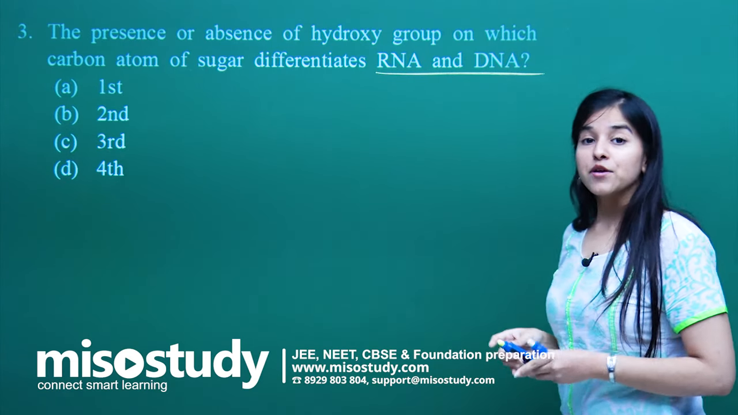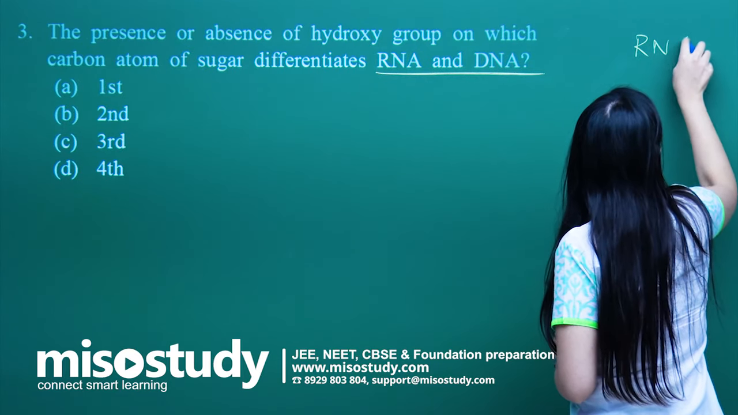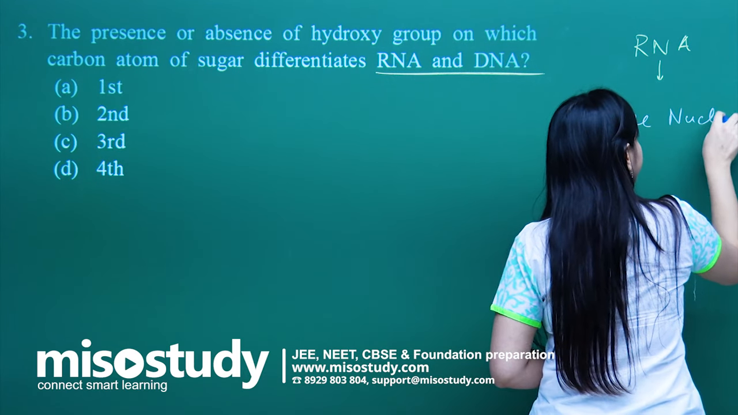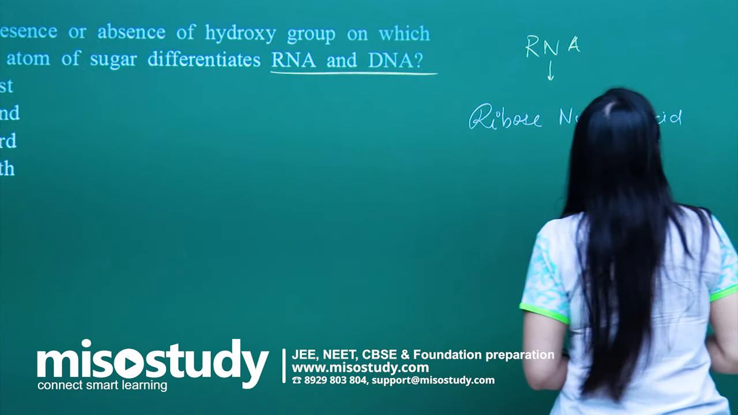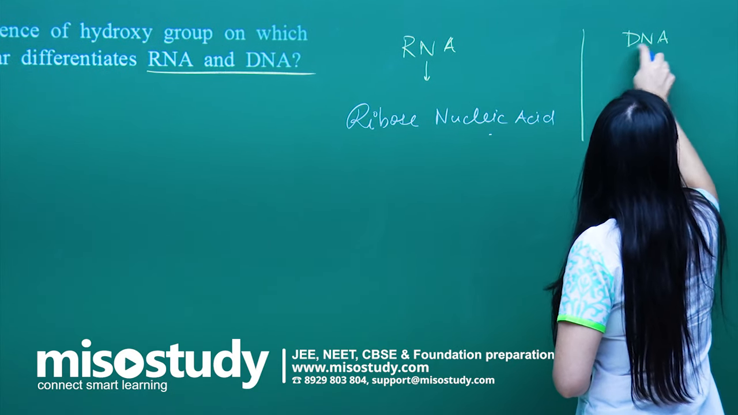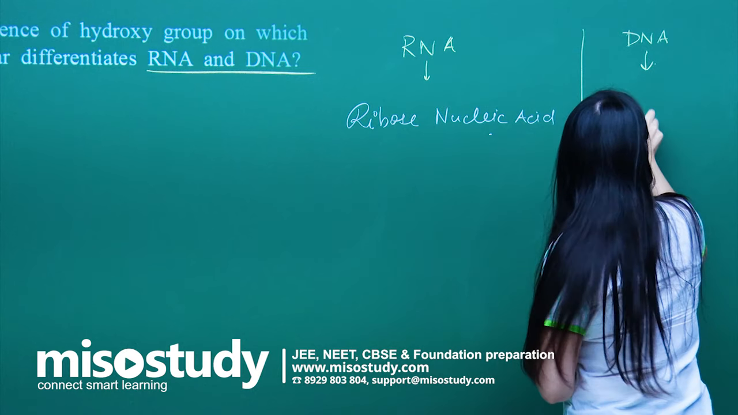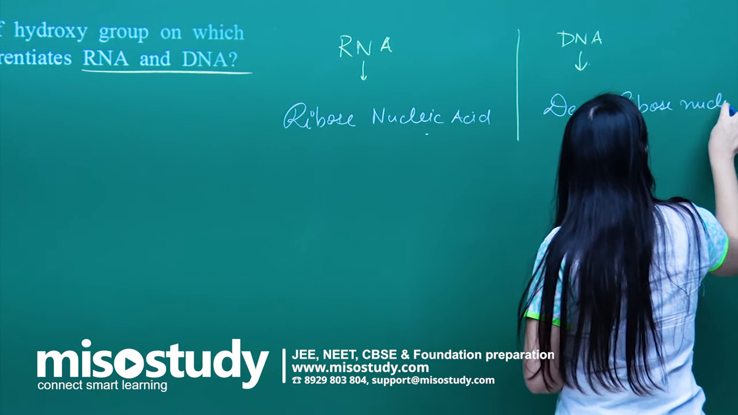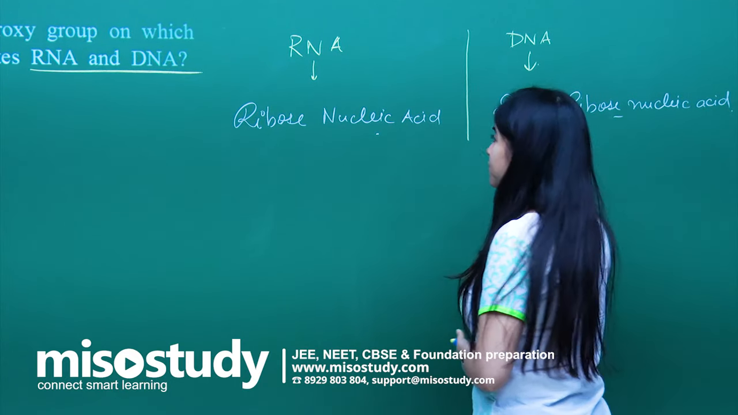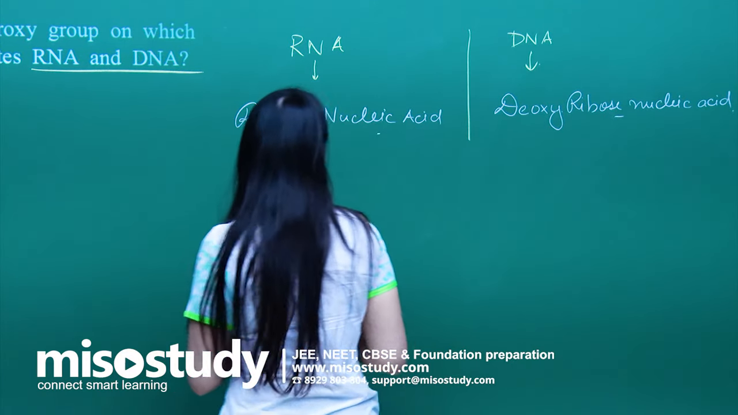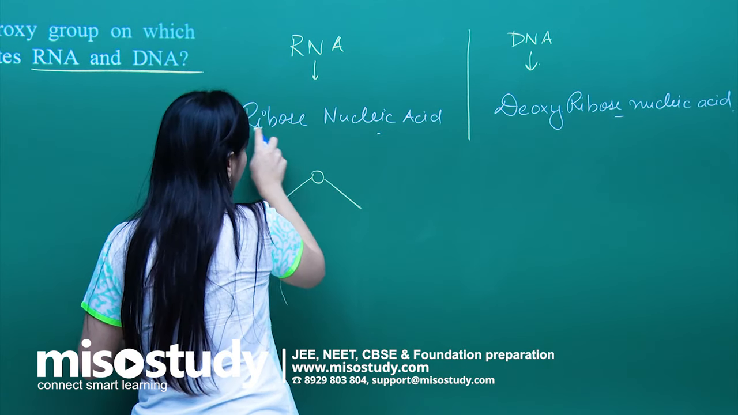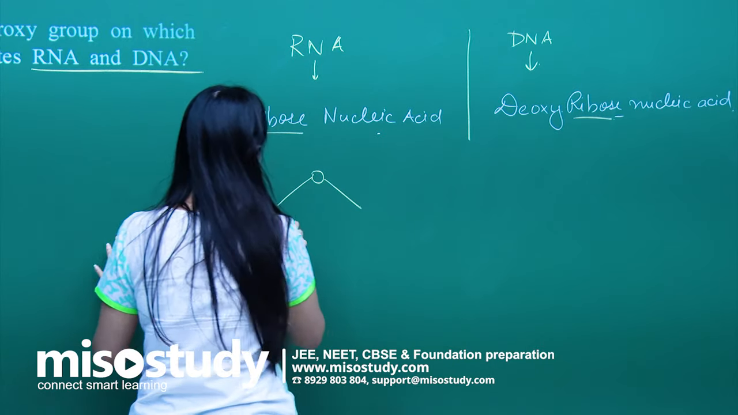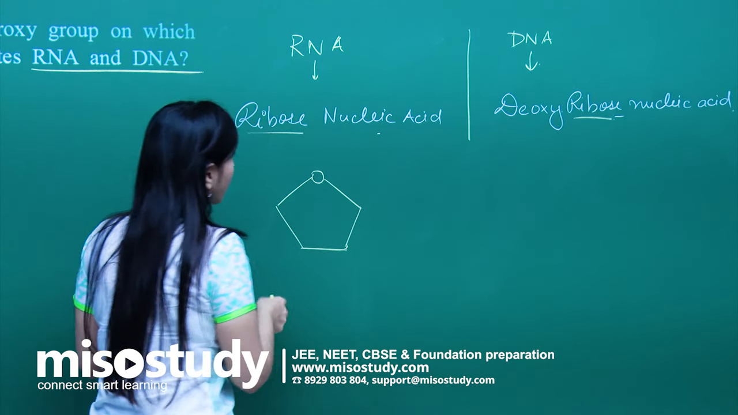We all know that RNA is ribose nucleic acid, whereas DNA is deoxyribose nucleic acid. That means what do we have? We have a pentose sugar here. Both are pentose. I just need to have a deoxy part. That means I am removing one OH group. So that is what it needs to be.